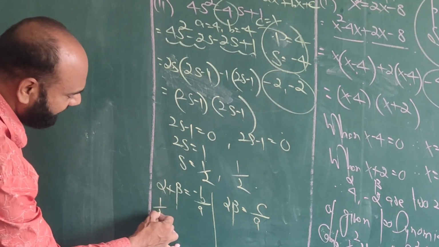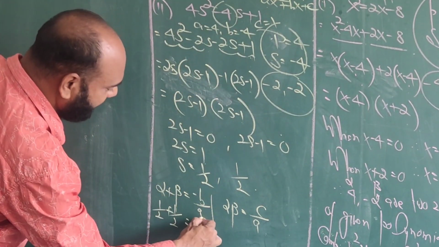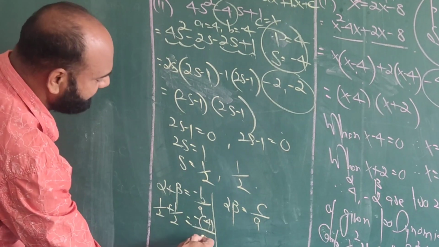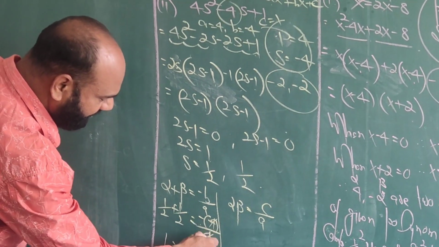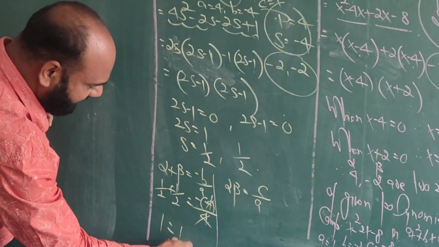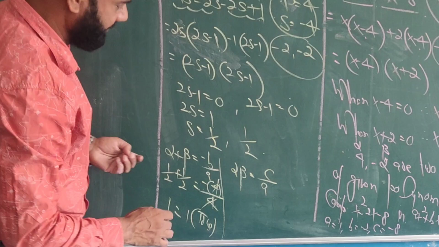And here alpha is 1 by 2, beta is 1 by 2, b is minus 4, and a is 4. Half plus half is 1, and 4 and 4 cancel, giving minus minus plus 1. This is also true. So the relation is verified.